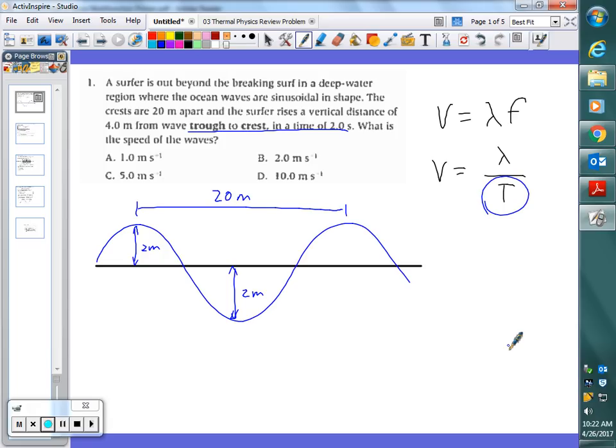So we don't know the frequency here, but we do know that half a wave.